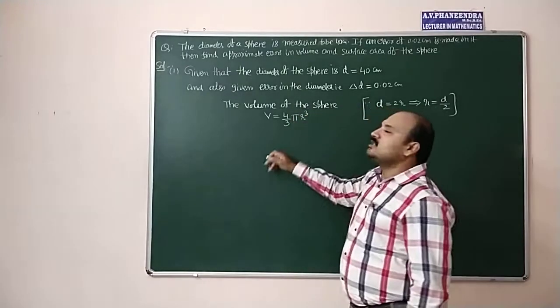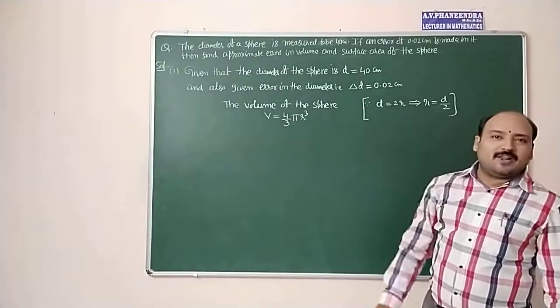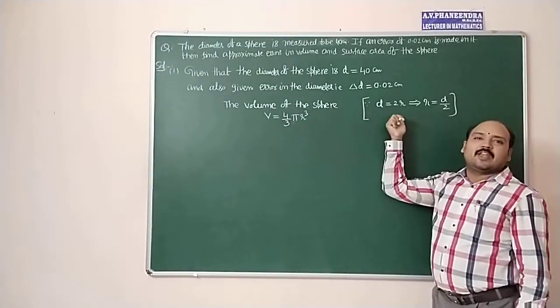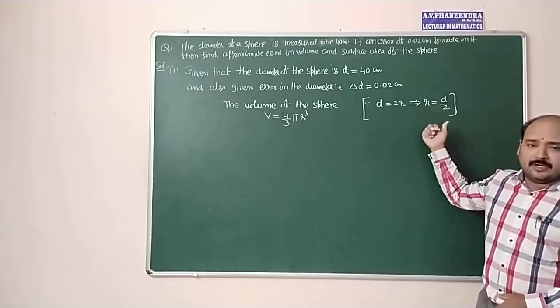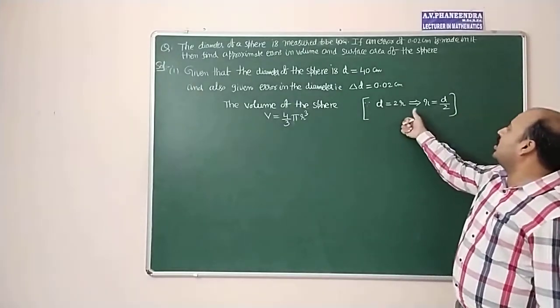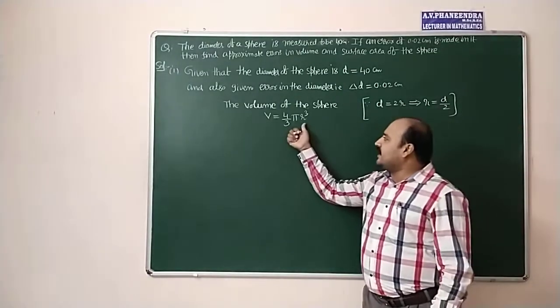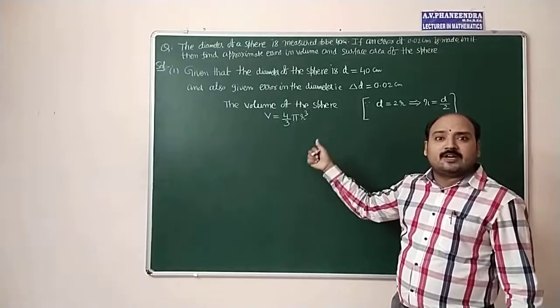This is the volume of the sphere. But in the question, diameter is given. Diameter is twice the radius, so we can write in terms of D. D is equal to 2R, so R is equal to D by 2. Wherever R is there, you have to replace it with D by 2 and simplify.